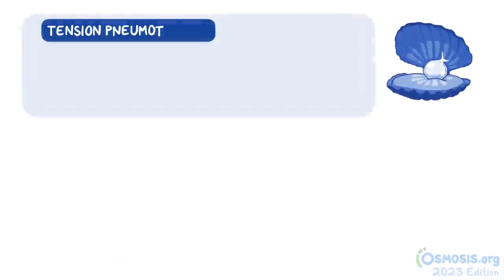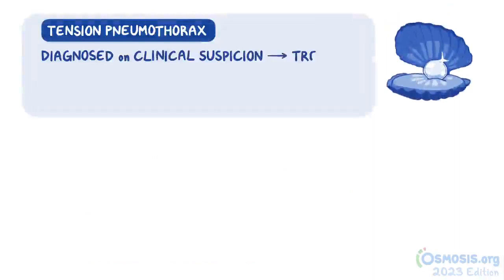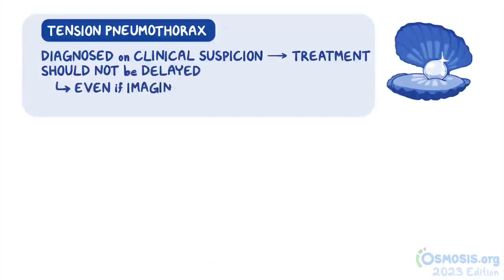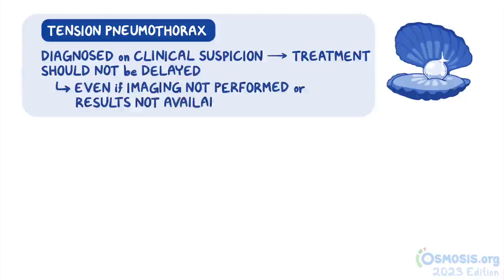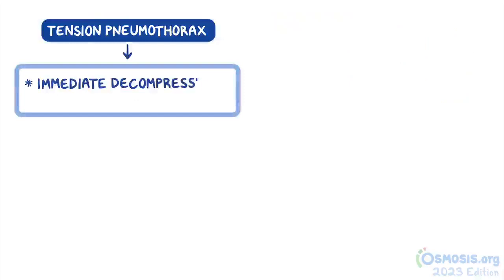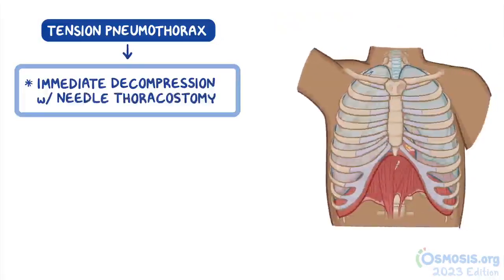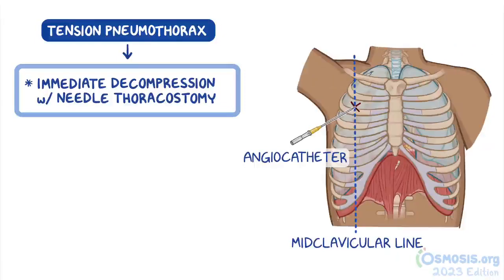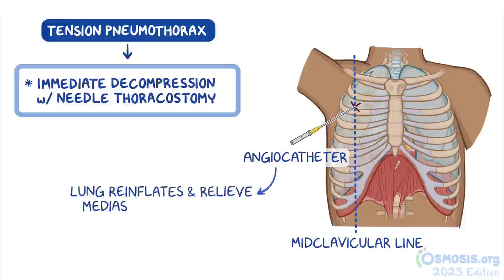Okay, listen up. Here is a clinical pearl. Since tension pneumothorax is so dangerous, it should be diagnosed based on clinical suspicion, and treatment should not be delayed, even if imaging has not been performed or results are not yet available. In fact, you'll want to perform immediate decompression with needle thoracostomy. Identify the second intercostal space where it intersects with the midclavicular line. Then insert an angiocatheter through the chest wall just above the rib. If effective, you will release the trapped air, allowing the lung to reinflate and relieve any mediastinal compression.